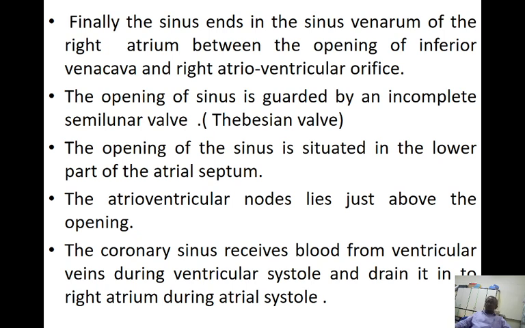So first, the sinus ends in the sinus venarum of the right atrium between the opening of the inferior vena cava and the atrioventricular orifice. The opening of the sinus is guarded by an incomplete semilunar wall called the Thebesian valve. The opening is situated in the lower part of the atrial septum. The atrioventricular node lies just above the opening, and the coronary sinus receives blood from the ventricular veins during ventricular systole and drains it into the right atrium during atrial systole.